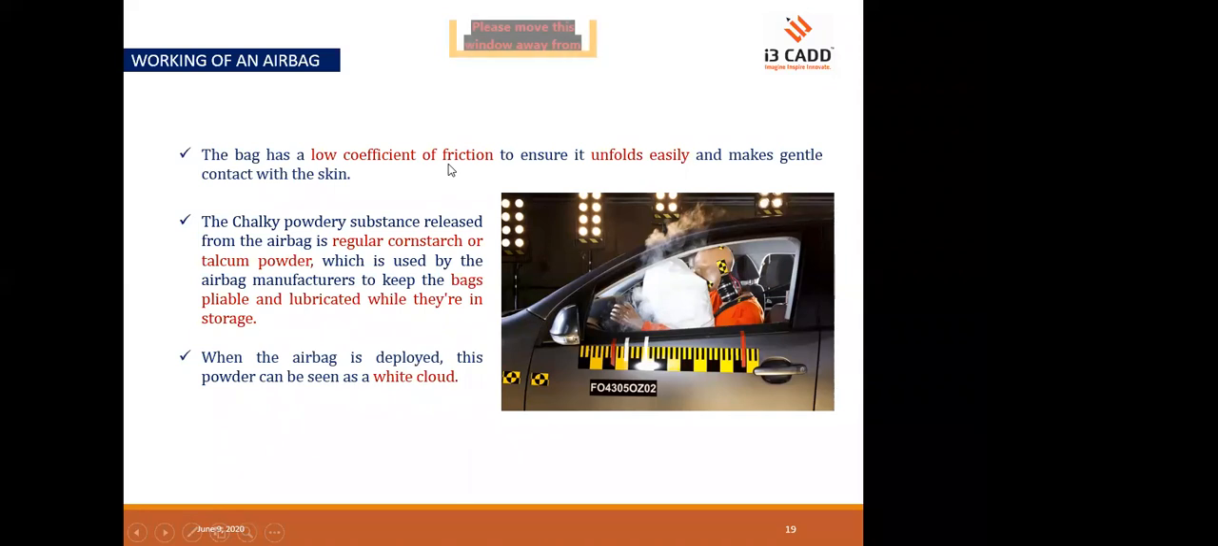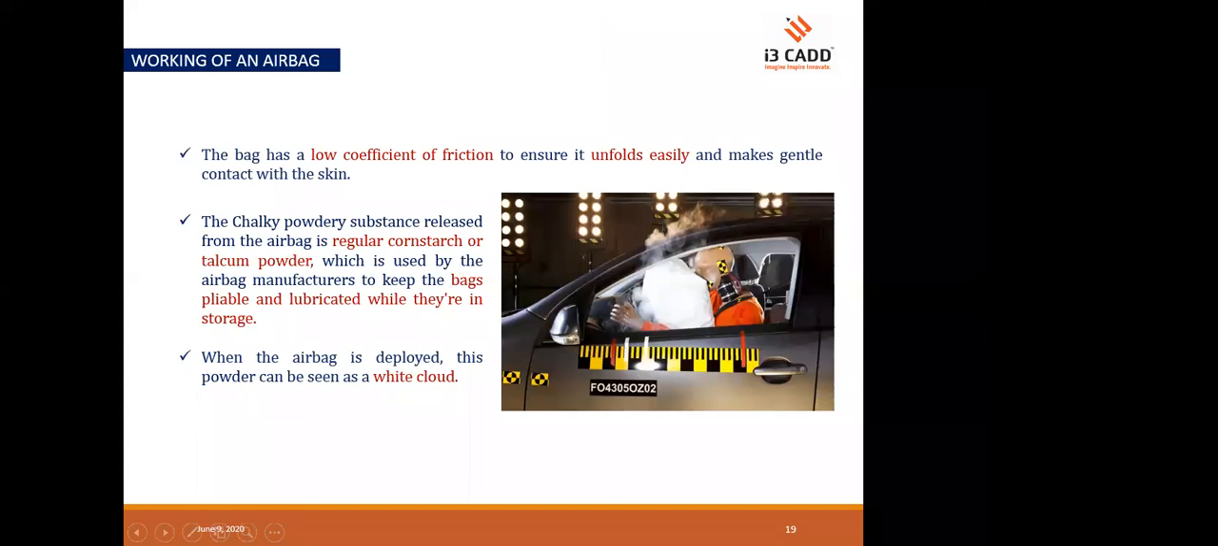And one more thing, you might have noticed the white, chalky powder substance released from the airbag during a collision like this. Okay? This is nothing but cornstarch or talcum powder, in most cases a mixture of both. It is used by airbag manufacturers to keep the bag pliable and lubricated while in storage. In order to avoid friction between the metallic cartridge and the nylon bag, manufacturers use talcum powder to reduce the friction between them. That's the white smoky cloud which is formed during a collision.